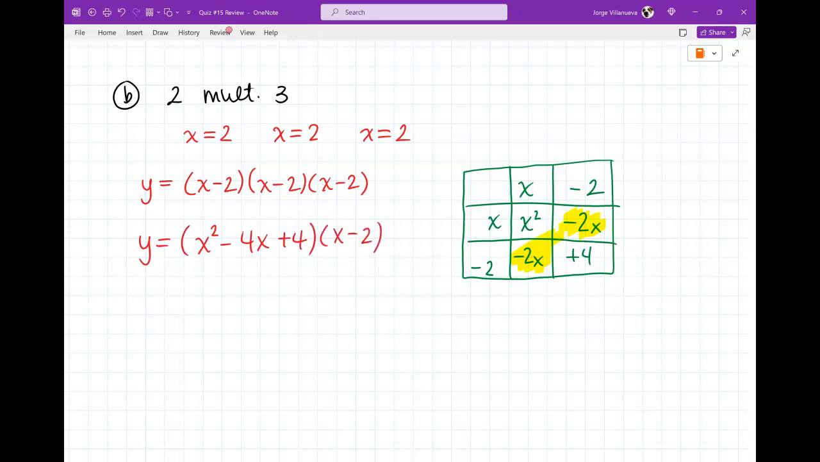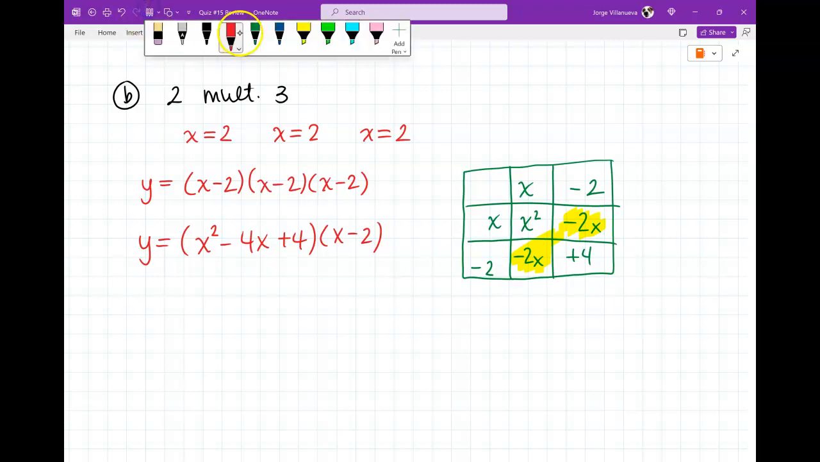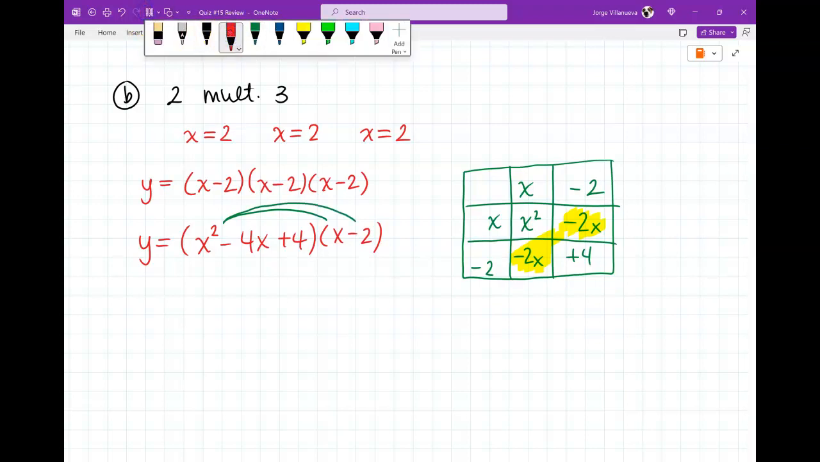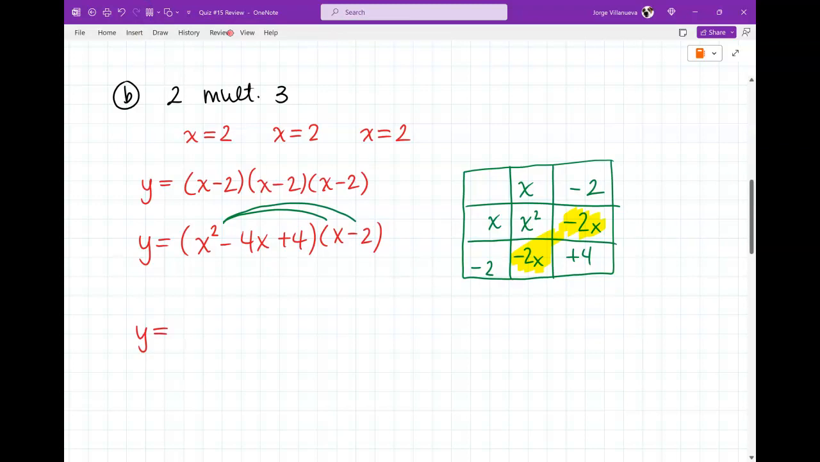And again, you can do box method for this as well, but I'm just going to change it up. Let's go ahead and do distribution, okay? So we'll distribute these first. So y is equal to x squared times x is x cubed. X squared times negative 2 is negative 2x squared.